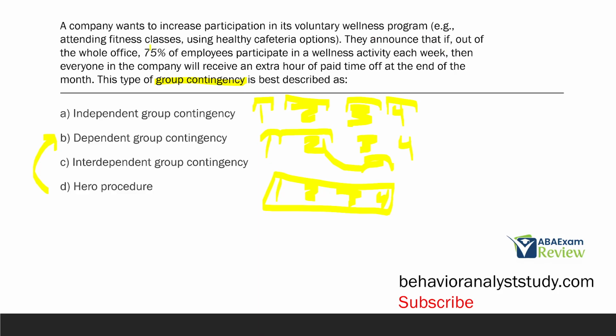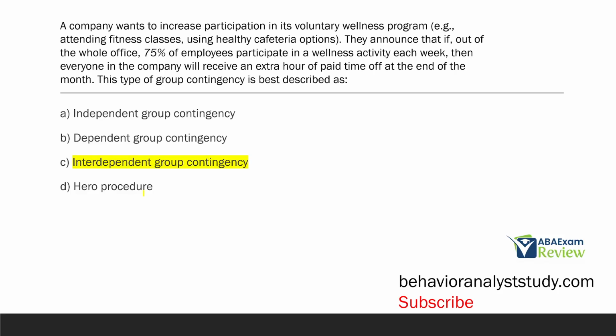The company says if out of the whole office, so we already know we're using the entire group, out of that whole office, they have to meet a criterion of 75%. If the whole office, regardless of who it is, gets to that criterion of 75%, everybody gets an extra hour of paid time off. So since the whole office is responsible for the rest of the office, we haven't picked or chosen a specific person or subset. This is going to be interdependent.